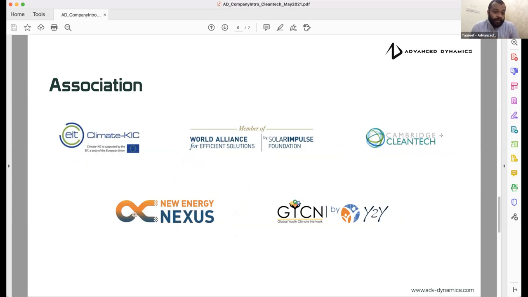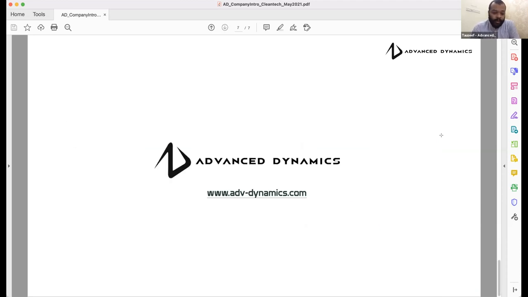And finally, in order to validate the work that we're doing, we're part of international associations like the EU Climate KIC. Also in the UK, we are part of the Cambridge Clean Tech Program. And we're building these alliances with different stakeholders and players all over the world. So the solutions that we're building are not just localized in one country, but we're able to spread this all over the world. Thank you.